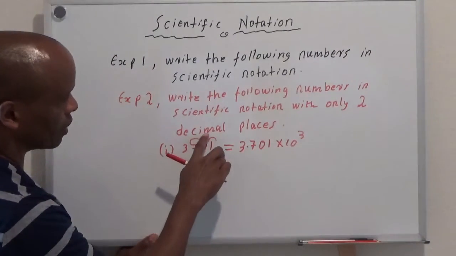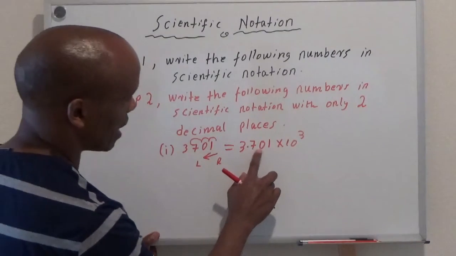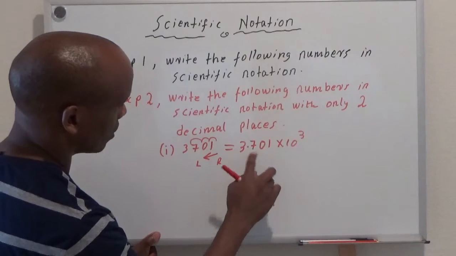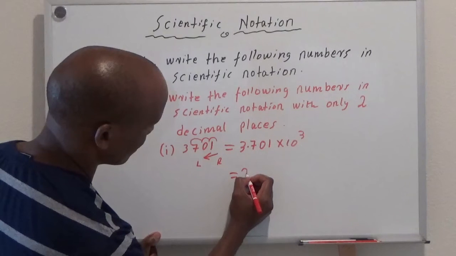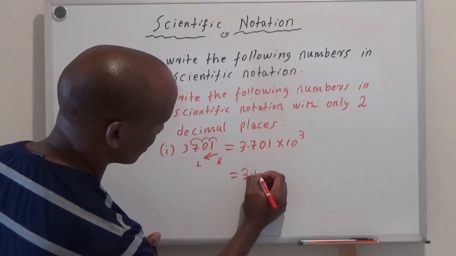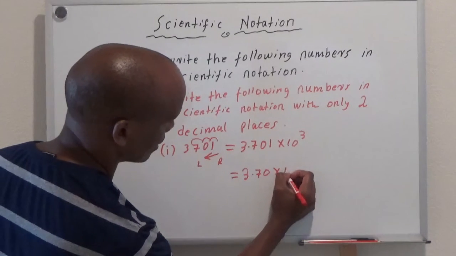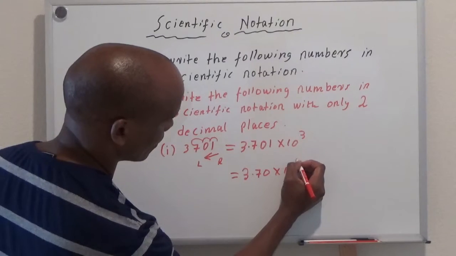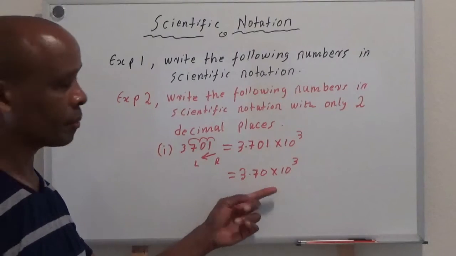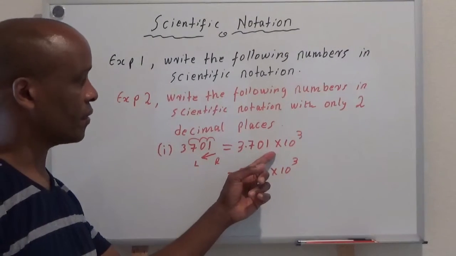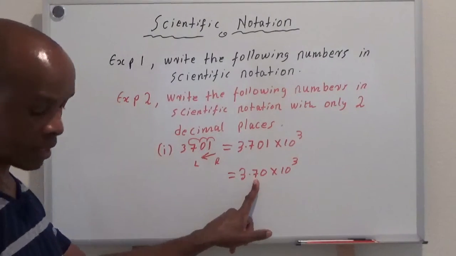But the key words here are 2 decimal places. How many decimal places do I have? 1, 2, 3. So my answer will be only 2: 3.70 times 10 to the power 3. I leave my answer like that, because the next digit is less than 5, so it won't change this one at all. So that will be your answer.